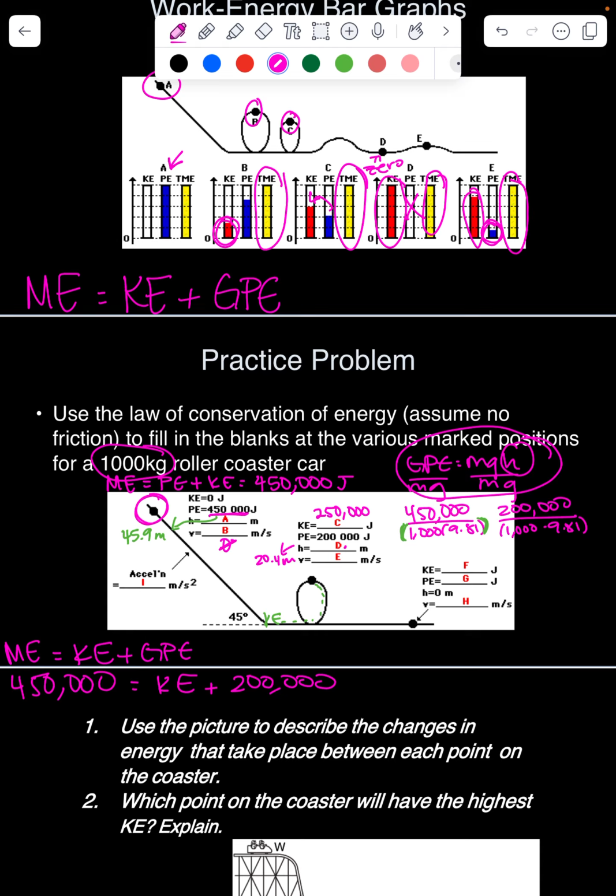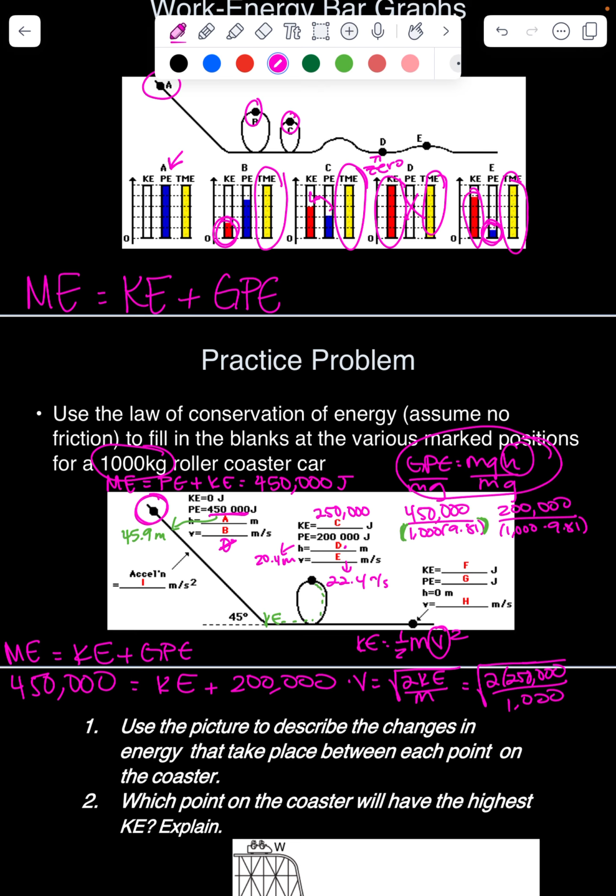To find velocity, we are going to use our kinetic energy equation. KE is equal to 1/2 mv squared. We have rearranged this equation so many times. So we know that velocity is equal to the square root of 2 times the kinetic energy divided by the mass. So for this one, that's going to be 2 times 250,000 divided by the mass of 1,000. So here we get a velocity of, what do we get? 22.4 meters per second.